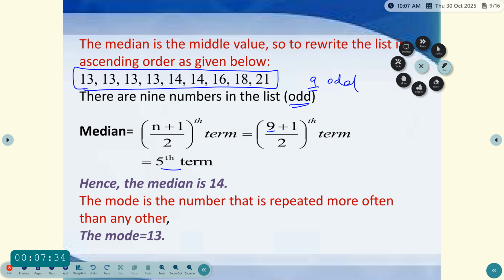So let us find the 5th term in the ascending order. 1, 2, 3, 4, 5. What is our 5th term here? 14. The 5th term is 14. Therefore, our median is 14.